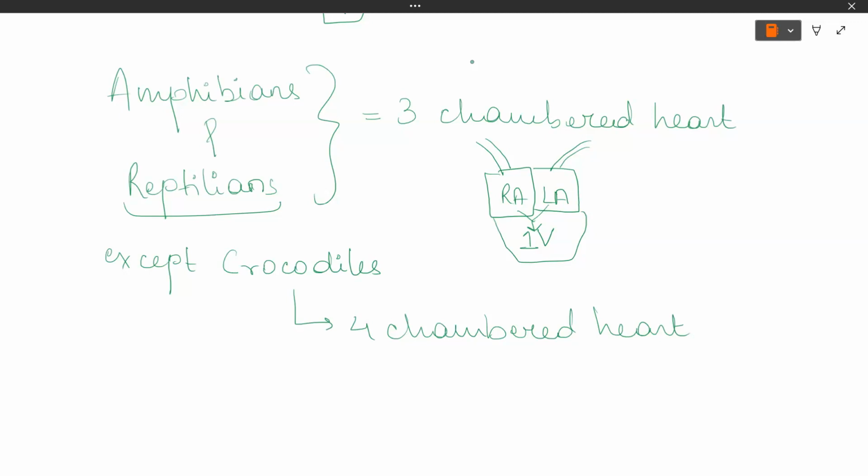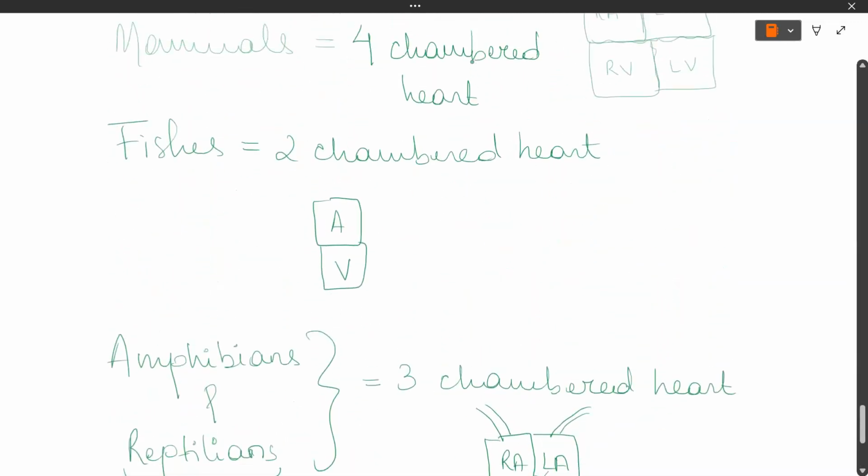Now see, what happens in the case of fishes, since only two chambers are there? Can you tell me what the organ of breathing is in the case of fishes? Gills, very good. Is there something else also? No, fishes respire through the gills only.